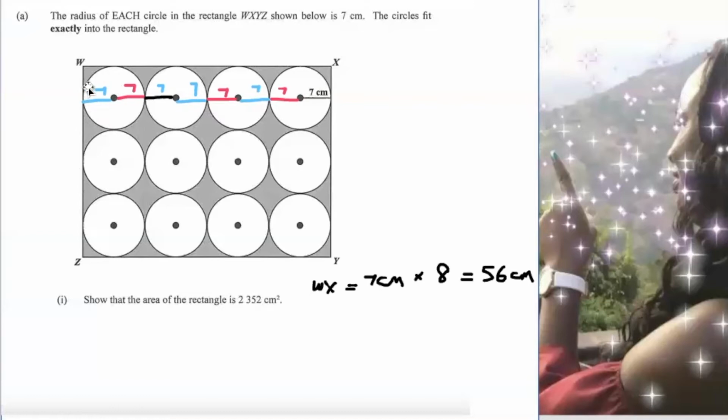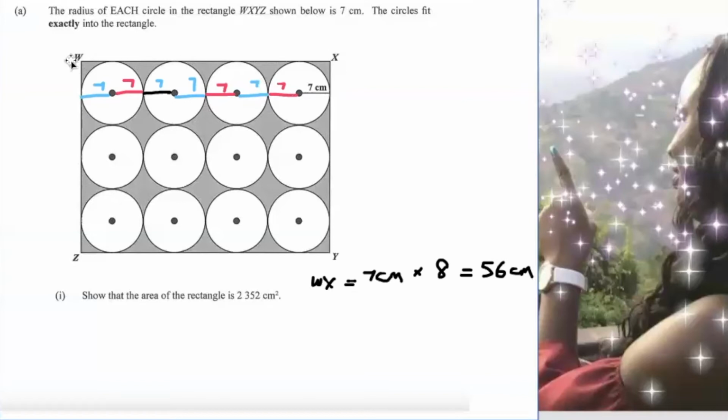So all that is happening is that I want to know the length of WX. In order to find it, we have to look at the information that we have. From the center to the end of the circle, I have 7 centimeters, so right here is also 7 centimeters. In other words, the diameter of one circle is 14 centimeters. So this is 14, another 14, another 14, and another 14. Adding this up, you will also get 56. So the 4 circles, the diameters, give me the length of WX.